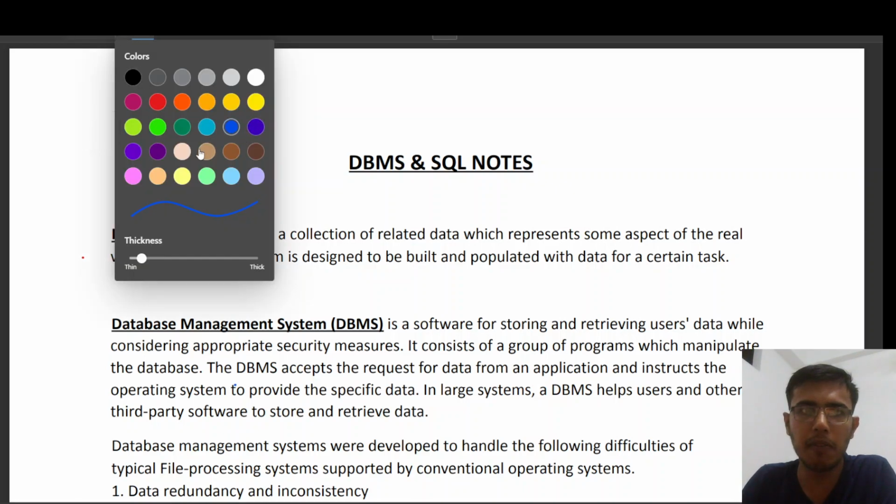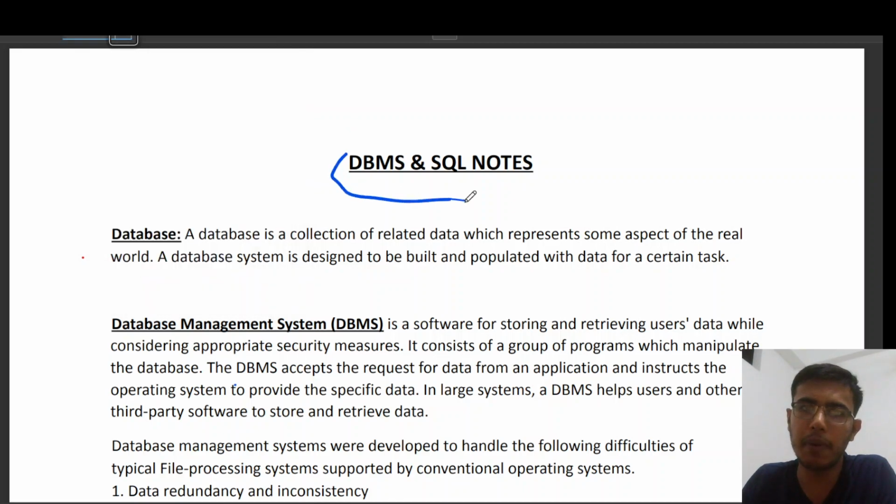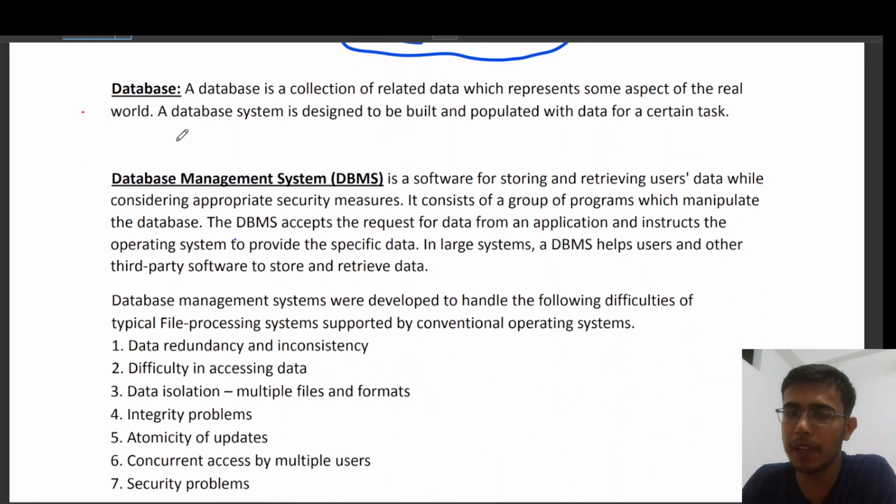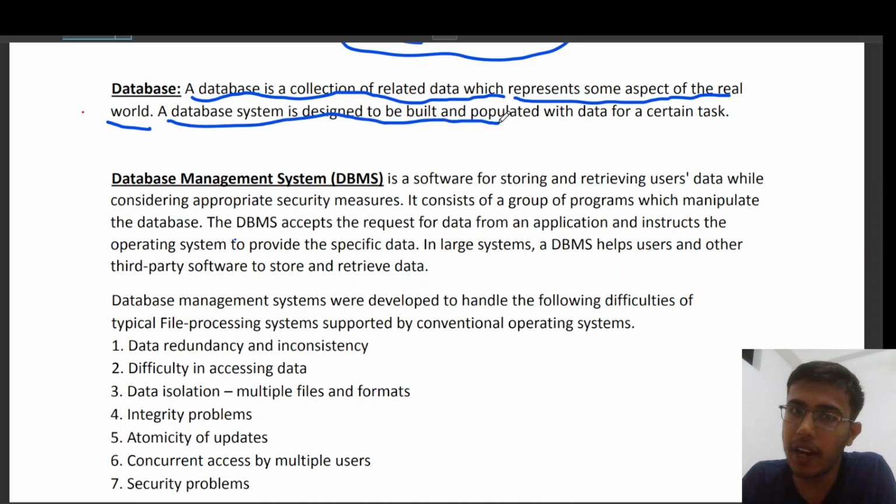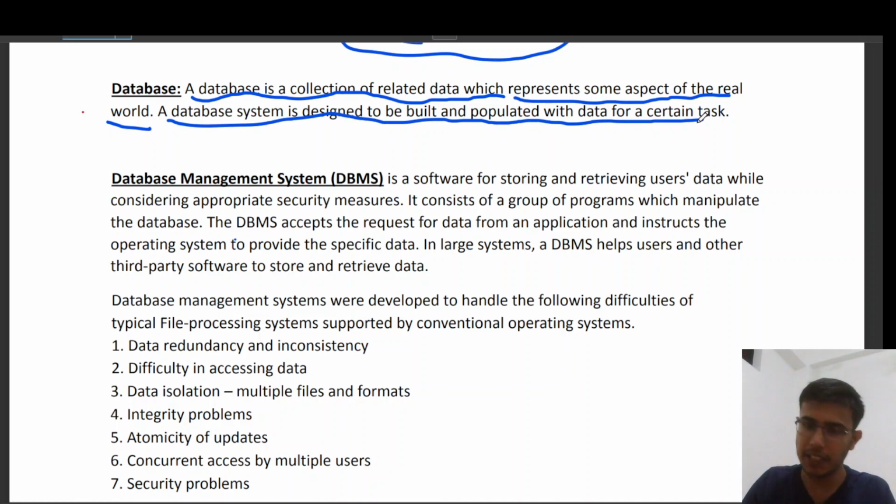In this video we will basically learn about the DBMS, right? DBMS basically stands for database management system, right? What is database? Database is basically a collection of related data which represents some aspect of the real world. A database system is designed to be built and populated with data for certain tasks. In simple terms we can say that database is basically a collection of related data. Collection of related data means the data that is related to one another, right? So that is what we call the collection.